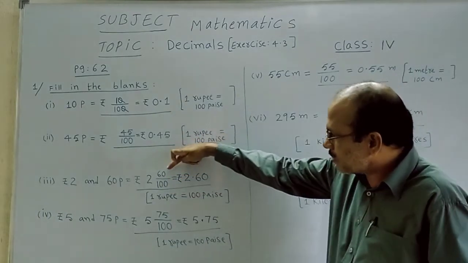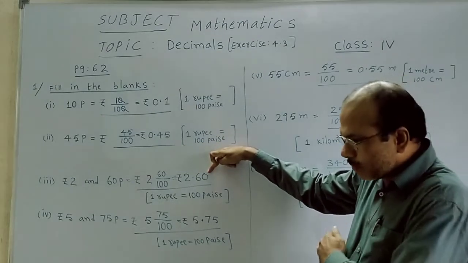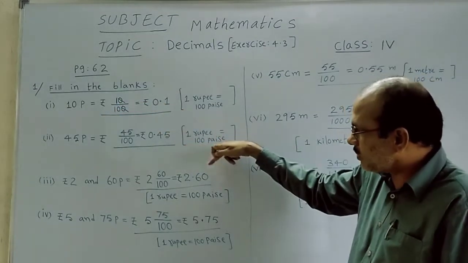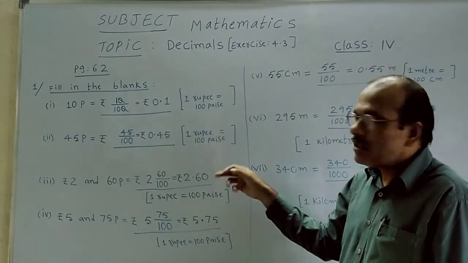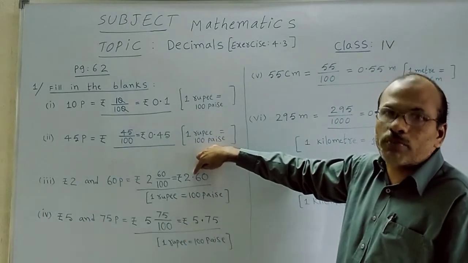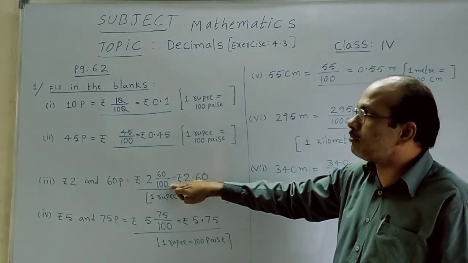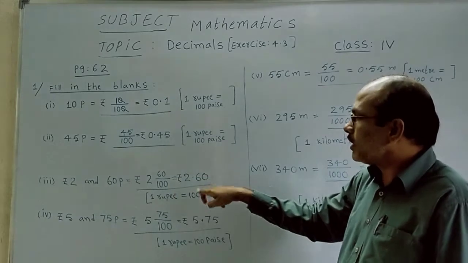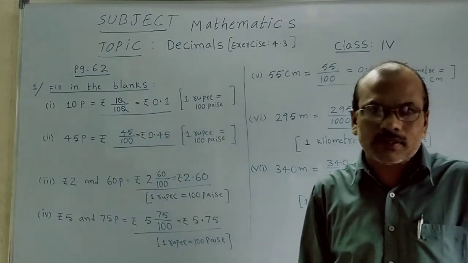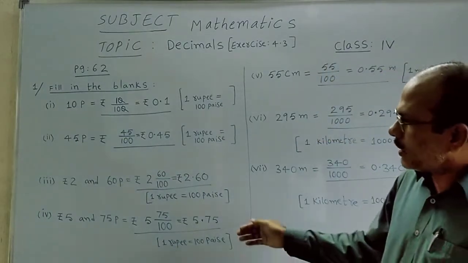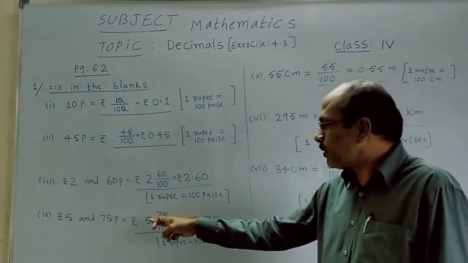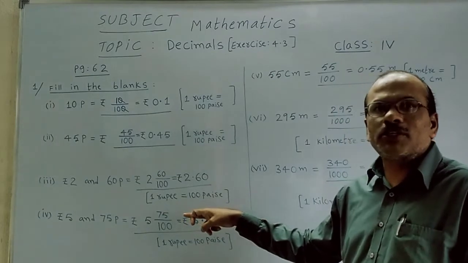That's why the first digit is 0. From right to left we have to count. 0 is the first digit. Next digit is a 6. After the 6 I have to place the point, because after 2 digits I have to place the point, because 2 zeros, the number 100, is there for us. Am I correct? That's why 2 rupees 60 pies, that is based on 1 rupee is equal to 100 pies. That knowledge we have used for it. Next one, 5 rupees and 75 pies. Same like that. 5 rupees, here it is a mixed fraction only.